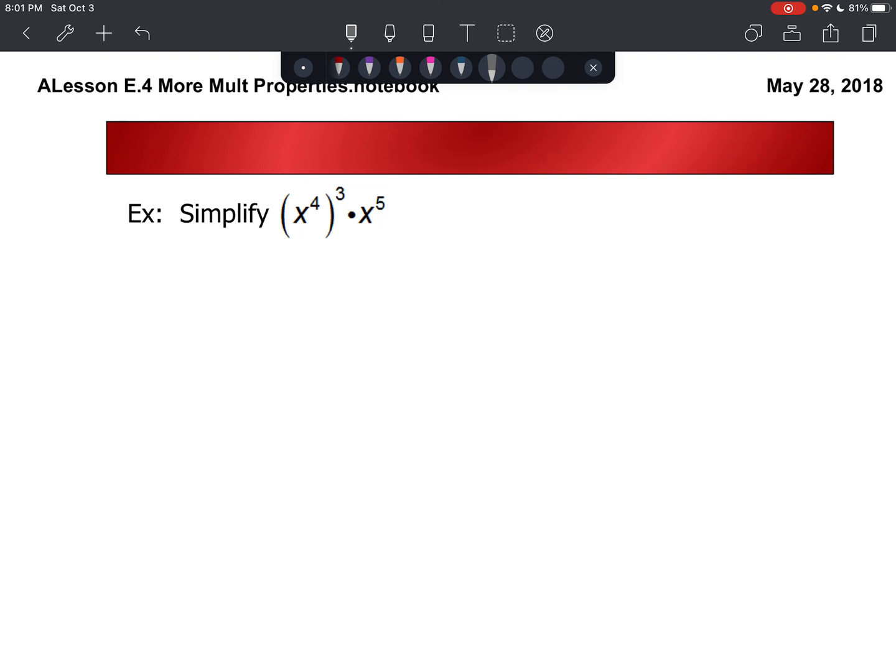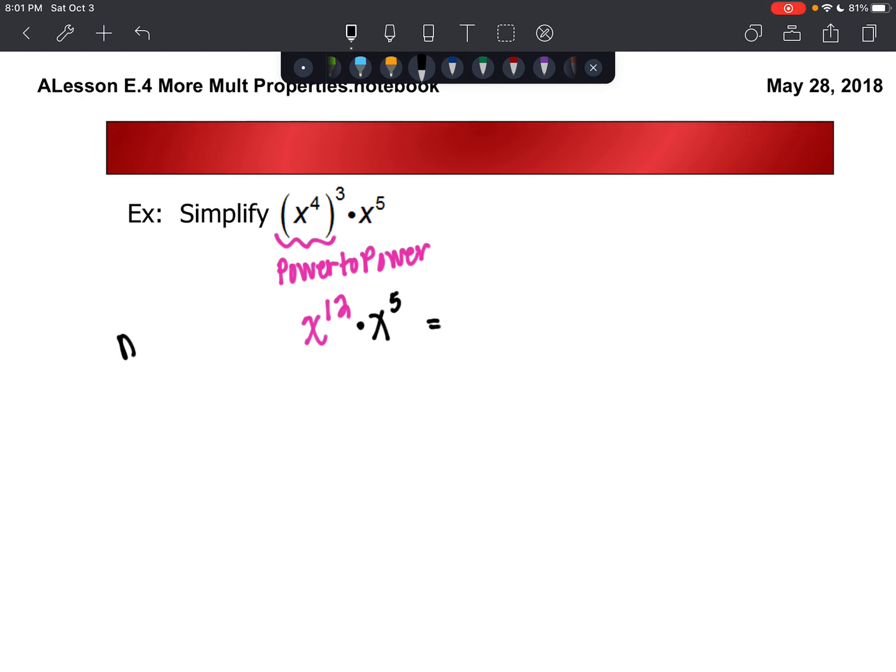Here's another example. X to the 4th raised to the 3rd power times x to the 5th. Here we have that power to a power rule. So we're going to take care of that first. Power to a power is going to be x to the 12th, and then we're going to multiply that times x to the 5th. This is the multiplication property in which you keep the base and you add the exponents. 12 plus 5 is 17. So that simplifies to be x to the 17th power.